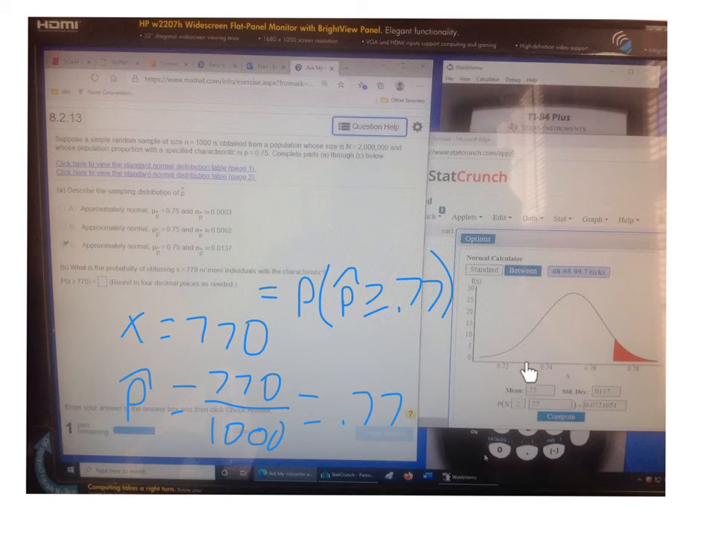So I come down here, click on stats, calculator, pick up the normal calculator, put the mean of the sample and the standard deviation of the sample in here, and we want greater than 0.77. Click compute, and it gives us a real nice picture. It gives us the number here, 0.0722, if you round it.